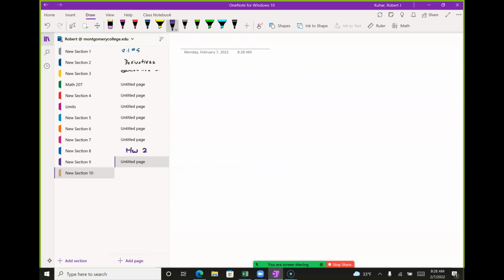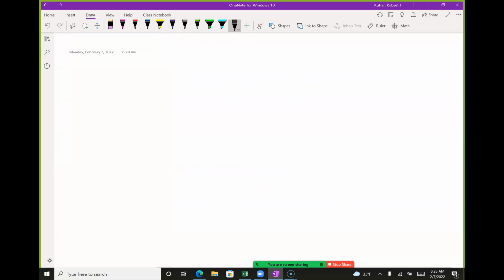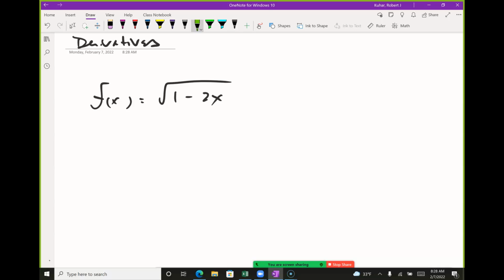Let's do maybe a square root function. So f of x equals square root of 1 minus 2x. This particular function is one I always put on the first test, something like it. Now this one, notice the inside of the function. What's the slope of the inside of the function?